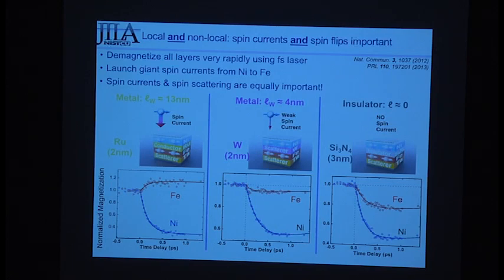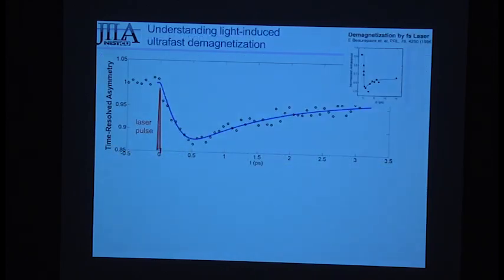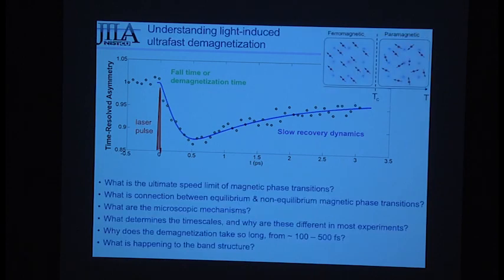Nobody could really explain it. And then we fell over the answer to the question. So this is what everybody does: you have a very short laser pulse, and then you see quenching much later. And so there's always this fall time and slow recovery dynamics.